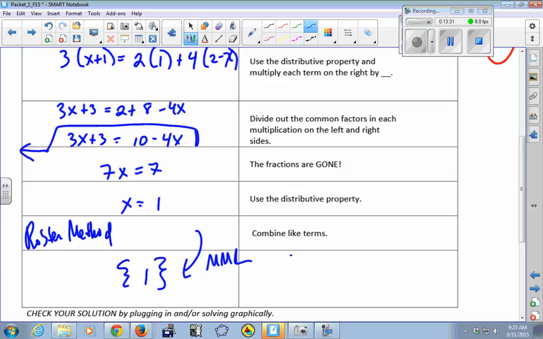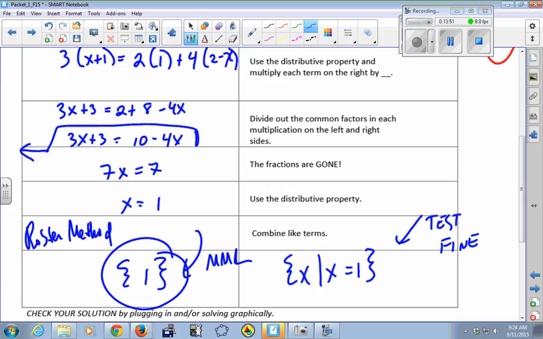I saw some of you do this. You use the set builder. If you did this on a test, that's fine with me, because it's a fancy way of writing a one element set. But there's nothing incorrect with that. But this is what your homework's going to be looking for. So I just wanted to point that out to you.